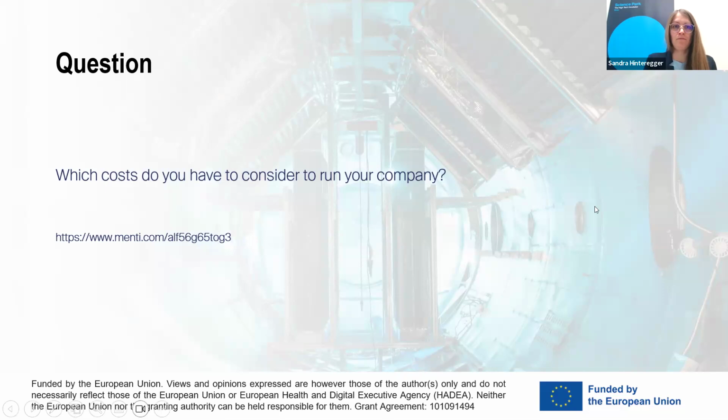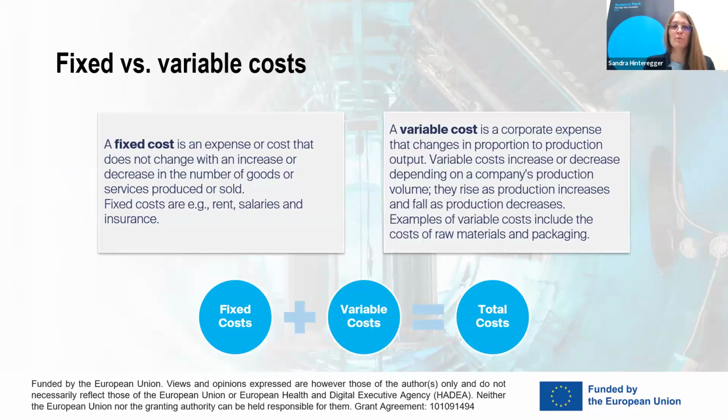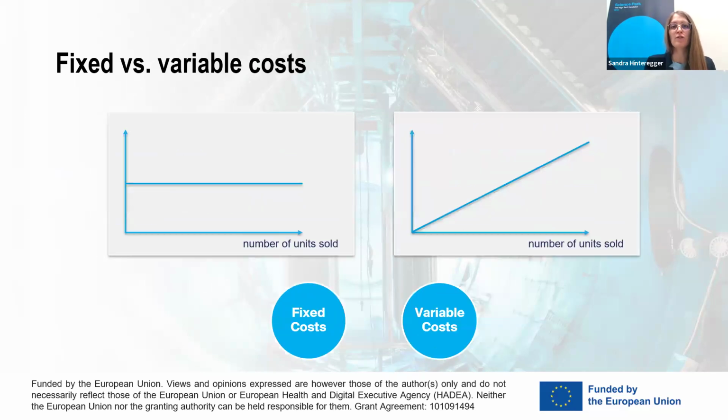I also put here again the description of fixed and variable costs, and we see fixed and variable costs together give our total costs. There is also a graphical representation once again, where we see that while the fixed costs do not change with the number of units sold, the variable costs do, not necessarily linearly as we have it here. But if we think, for instance, about raw materials, then it will be the case to some extent.